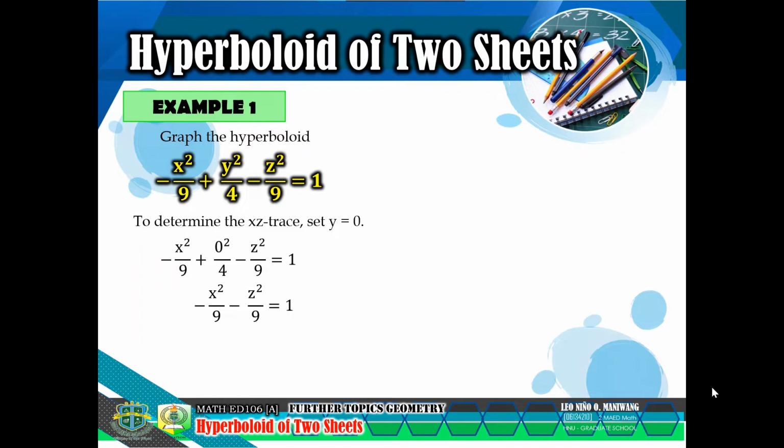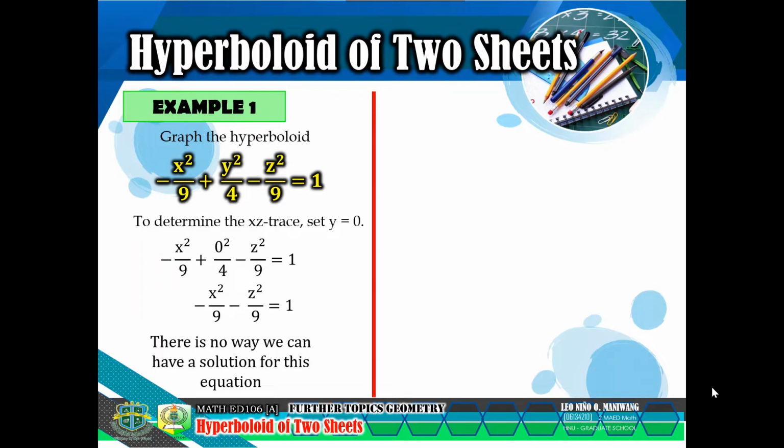Notice that what we have here is actually impossible to solve. There is no way we can have a solution for this equation. So a way of knowing the trace for this is using a plane parallel to the xz trace, y equal to 0. So we need to look for a value that can make y square over 4 equal to 2. And that will be y is equal to 2 square root of 2.